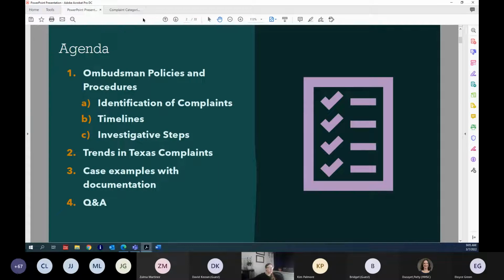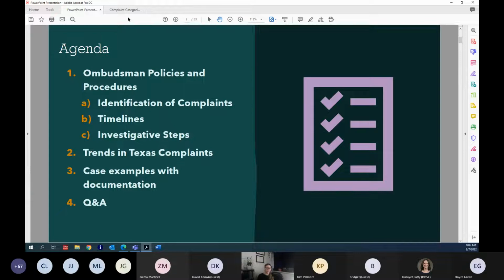So today we're going to be covering the important topics of how to not only identify and respond to complaints, but also we're going to be taking you in depth and showing you how to do that so important complaint documentation. We'll start by looking at some sections from the Ombudsman Policies and Procedures Manual, including identification of complaints, timelines to both respond to and investigate complaints, the investigative steps of complaints, and then we'll also move on to look at the past 10 years trends in ombudsman complaint data.